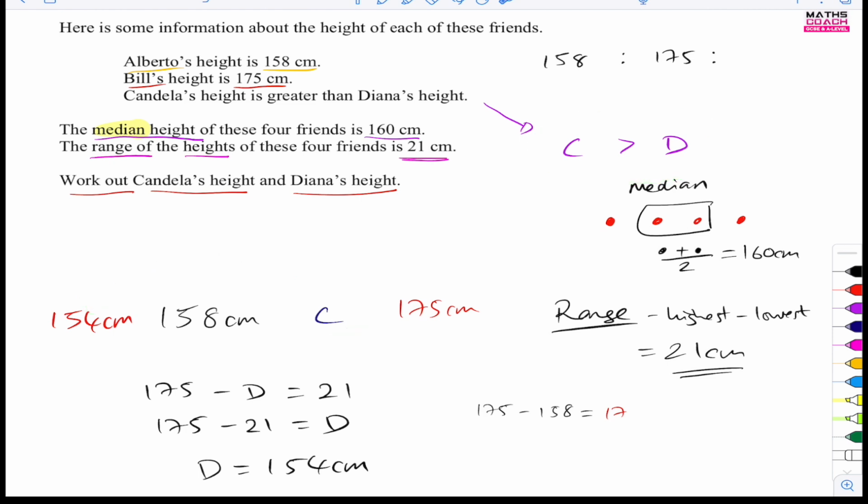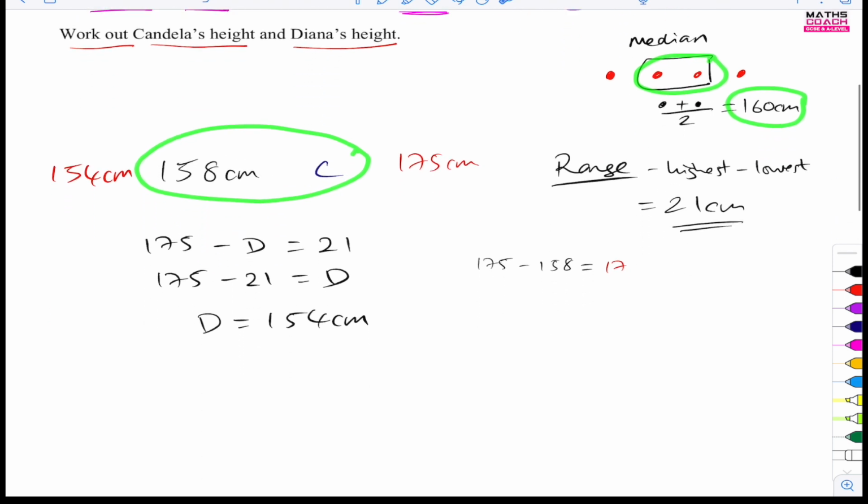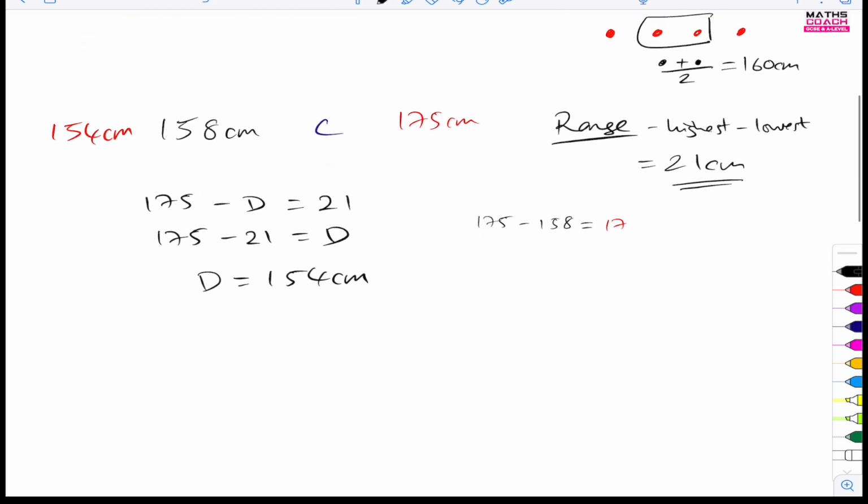Okay? Now, go back to the median. Remember what it said about the median? It said that if you take the middle two values and add them up, then that should be 160. So these two added up, divided by 2, equal to 160. All right? So let's make some space and work down here. So 158 centimeters plus C divided by 2 should equal 160.